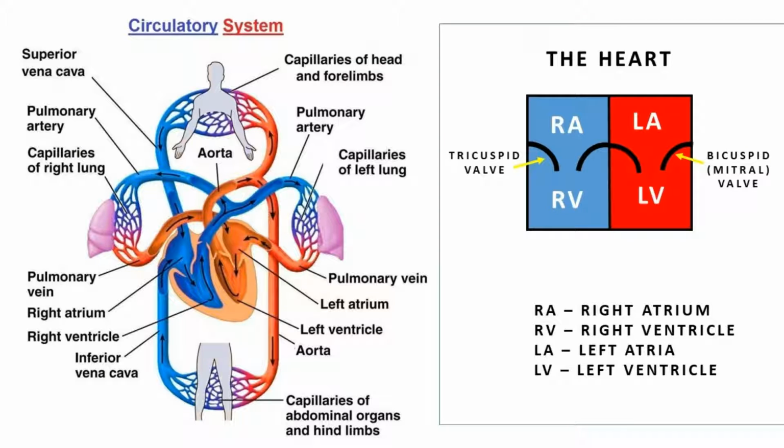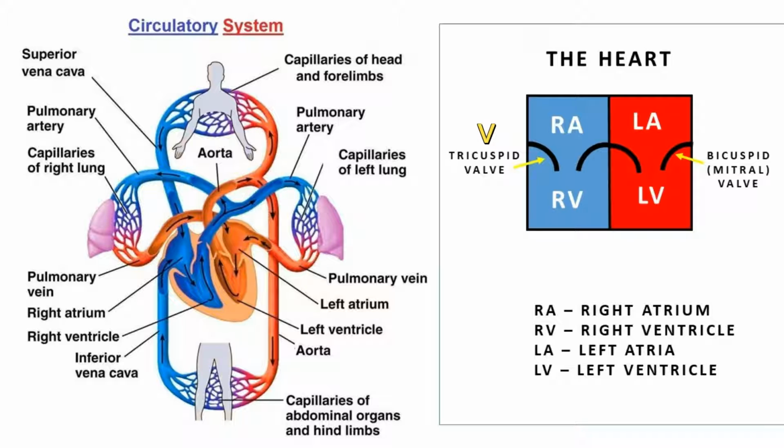This is the diagram of the circulatory system. The heart acts as a pump and circulates oxygenated blood throughout the body and deoxygenated blood through the lungs for oxygenation. The heart is made up of 4 chambers. The upper 2 chambers are known as atria and the lower 2 chambers are known as ventricles.